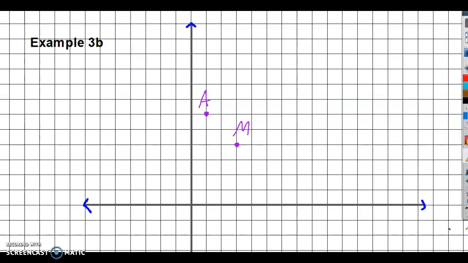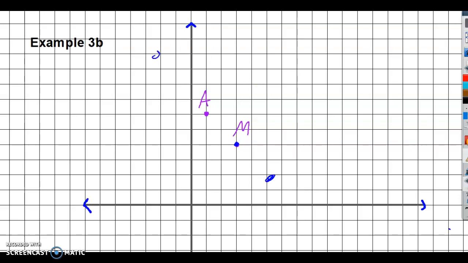I plotted, now I'm on example 3B. I plotted A and M, and I put an M next to it because I want to make sure I remember that is the midpoint. It is not an endpoint. Now we're asked to find the coordinates of the other endpoint, which is C. So if this is the middle, then C has to be down here somewhere, right? Not up here.